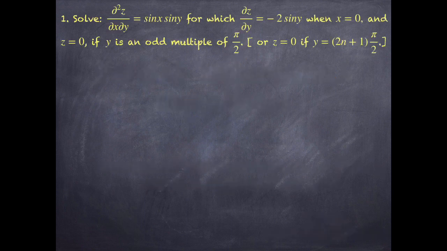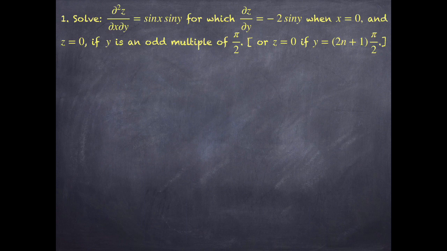Solve ∂²z/∂x∂y = sin x sin y, for which ∂z/∂y = -2 sin y when x = 0 and z = 0 if y is an odd multiple of π/2. Odd multiple of π/2 means generally odd numbers can be expressed as 2n+1, and multiple of π/2 means (2n+1)π/2.